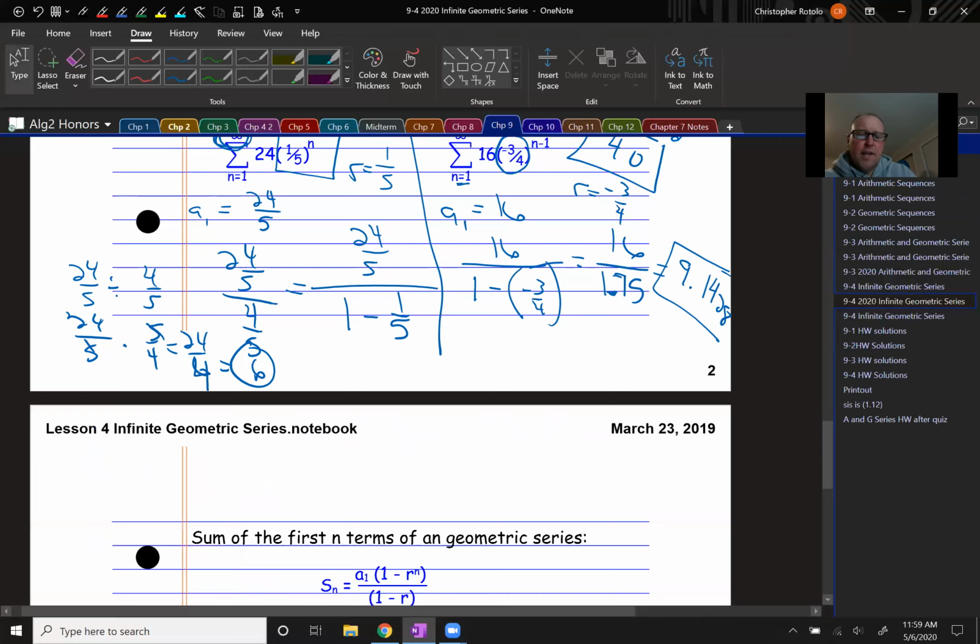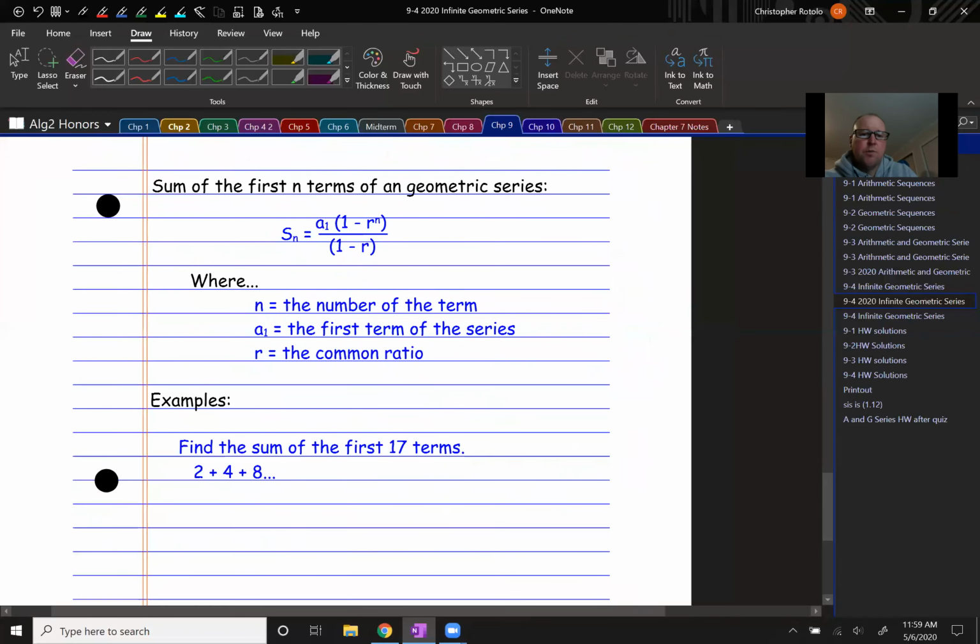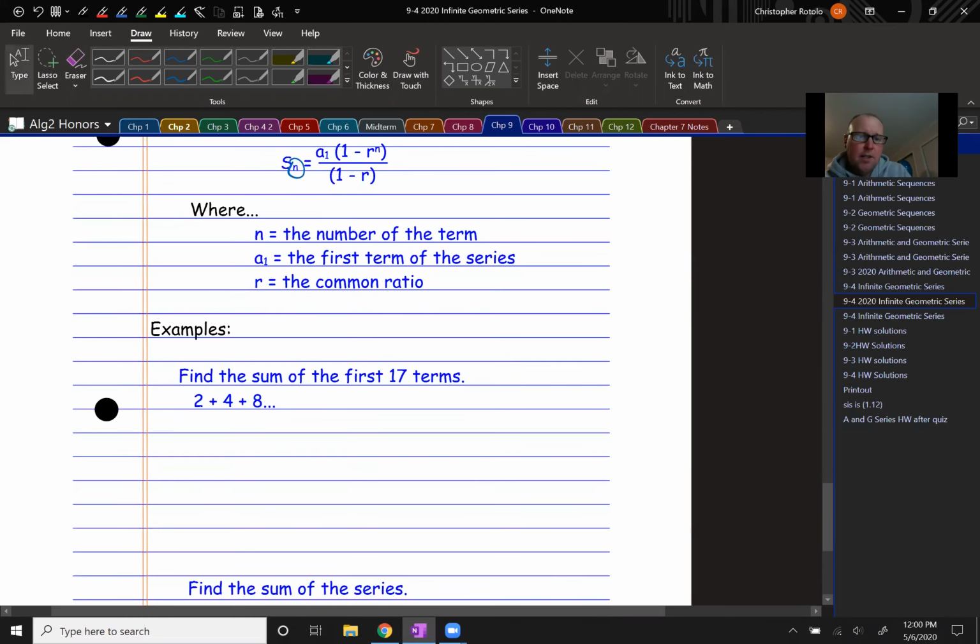All right, the last page is really just review. I know this is one thing that sometimes we struggle with, so I'm going to make sure that I cover this one more time in case you need some help with it. All right, so this is for a particular number of terms, not for infinite. So this is going back just one day in case you have any questions.